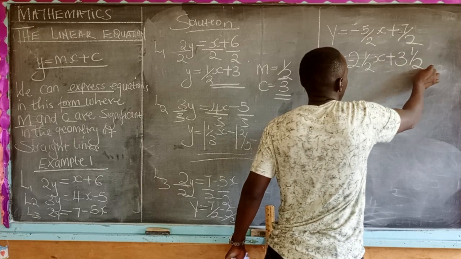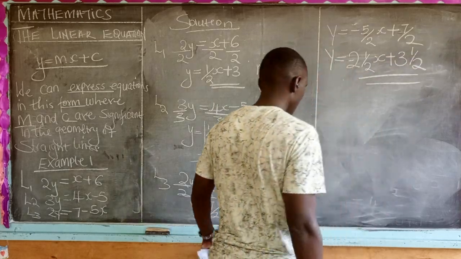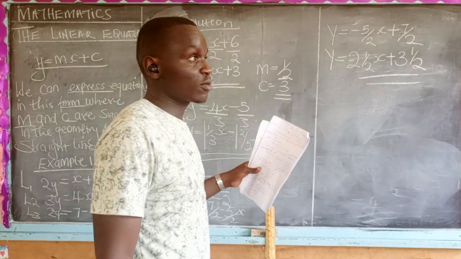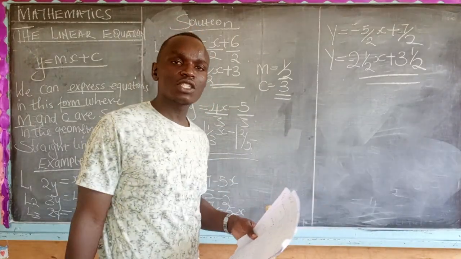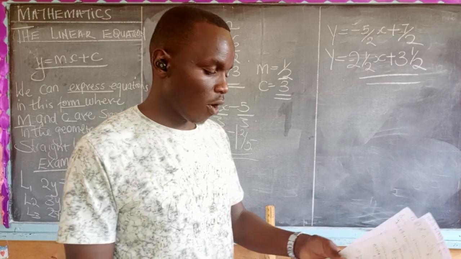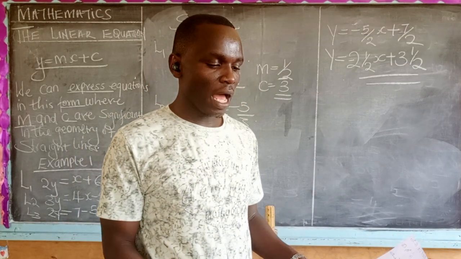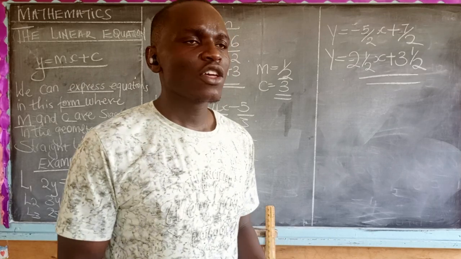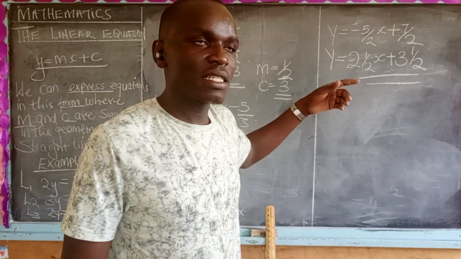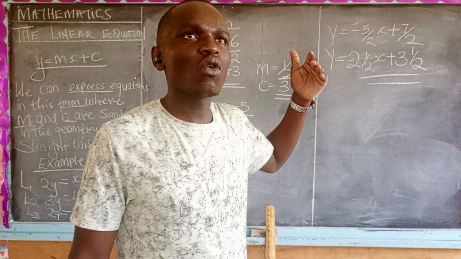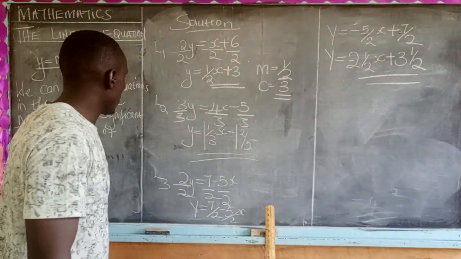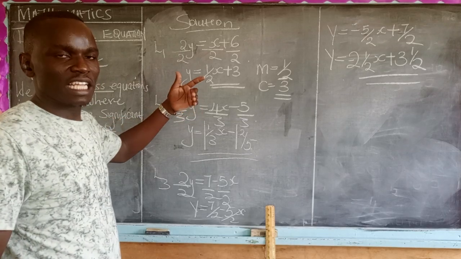We have written it in the form of y equals mx plus c. That is how you write equations in a linear form of mx plus c. Then through writing mx plus c, now you are able to get the gradient. When the equation is not of this form, you cannot get the gradient.